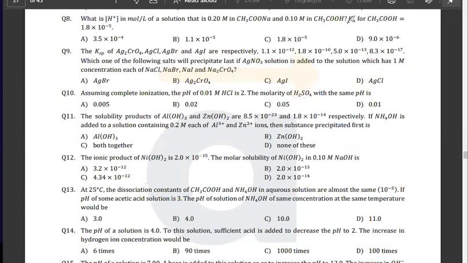Okay, question number 11. The solubility products of Al(OH) whole thrice and Zn(OH) whole twice are given. So Ksp is given. Ksp1 is concentration of Al3 plus into concentration of OH minus whole cube, and Ksp2 is equal to concentration of Zn2 plus into concentration of OH minus whole square. Now NH4OH is added to the solution containing 0.2 mole of each. Concentration of Al3 plus is 0.2, and concentration of Zn2 plus is also 0.2.